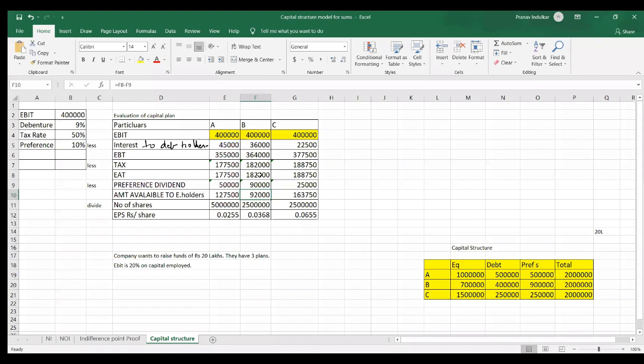ओके। सो ये 4 लाख क्लियर है सबको? EBIT कैसे आया 4 लाख? 20 lakhs into 20%, ठीक है। Now the first thing is we are going to pay the debenture holders, so just check out the debenture holders under plan A, B and C. How much are they? Plan A, B, C में कितने? Plan A में कितने हैं debt?